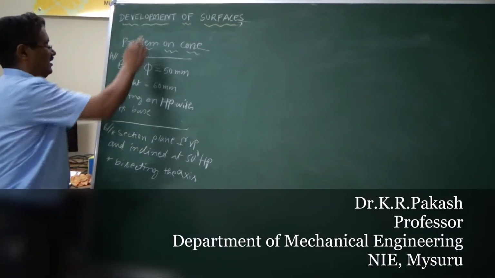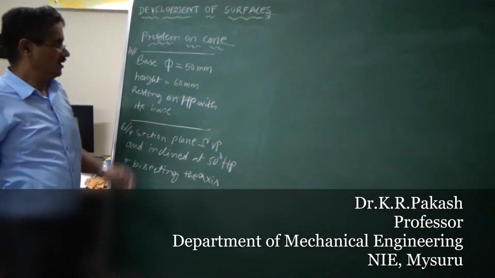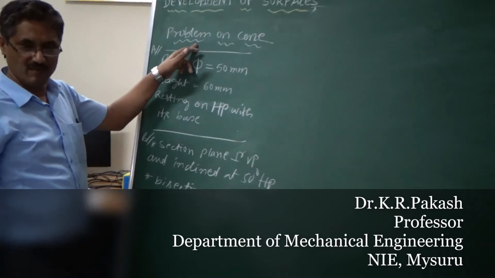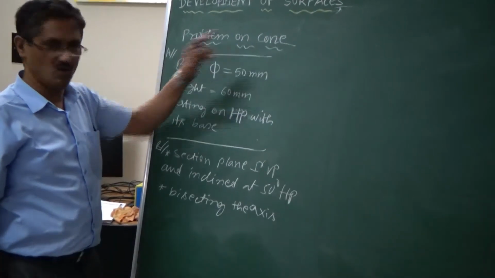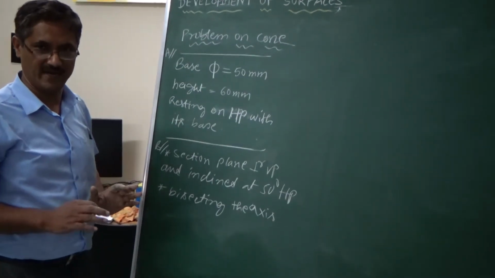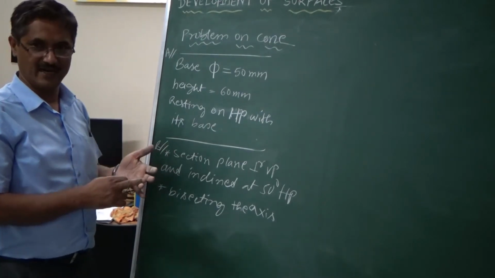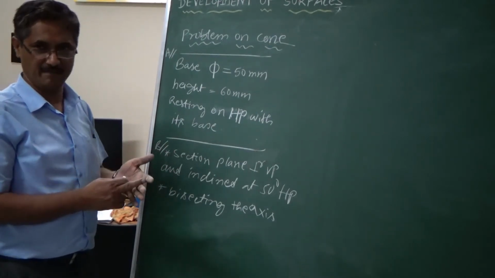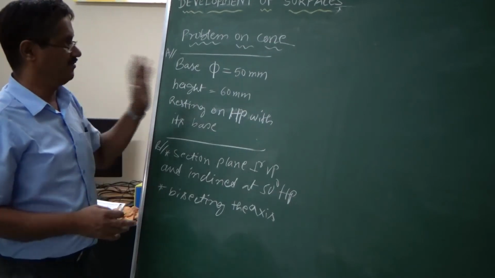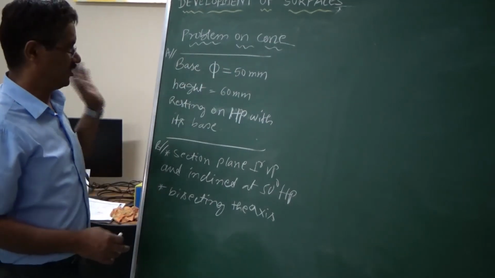So in the development of surfaces, we will cover the cone problem. If we cover the cone, almost all problems are complete, all varieties. That is pyramids, prisms, base cutting type in pyramid and base cutting type in prisms. All we have covered. Now we will cover the cone.